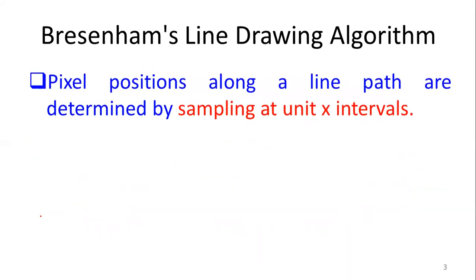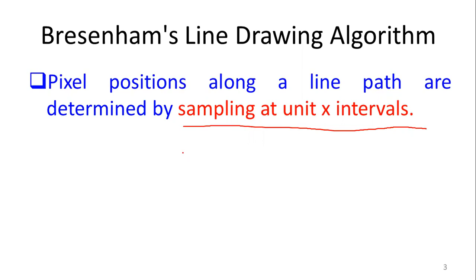So by applying Bresenham's line drawing algorithm, you can find the pixels to be plotted. We need to display a line, right? For displaying the line, we need to find out which pixels should be plotted, or find out the coordinates of the pixels along the line path. For that, we will be performing sampling at unit X intervals. What do you mean by sampling at unit X intervals?